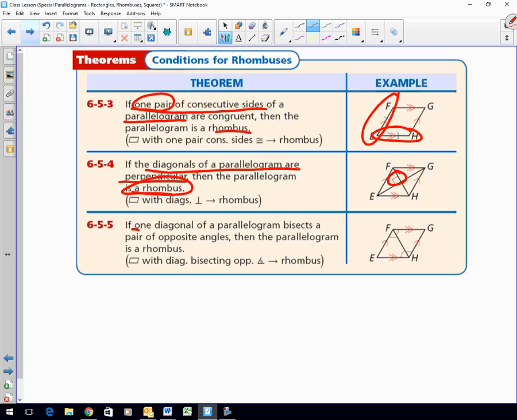Last thing, if one diagonal of a parallelogram bisects a pair of opposite angles, I've got a rhombus. So if those diagonals bisect opposite angles, I have a rhombus. Why, Mr. Hobbs? Well, this tells me that I've got alternate interior angles, and alternate interior angles are congruent. Two pairs of alternate interior angles are even cooler than being congruent. That means I've got congruent alternate interior angles on both sides, which means I have congruent angles amongst the other ones, which means everything's awesome. And I've got a rhombus.